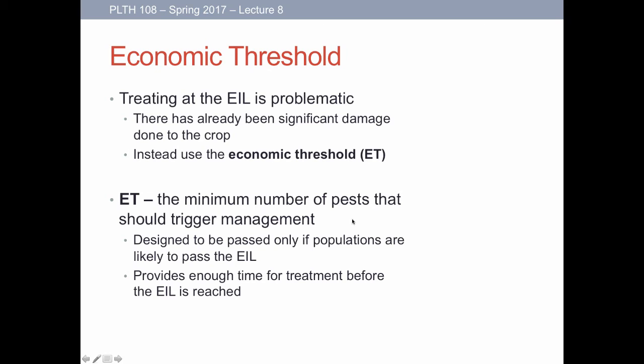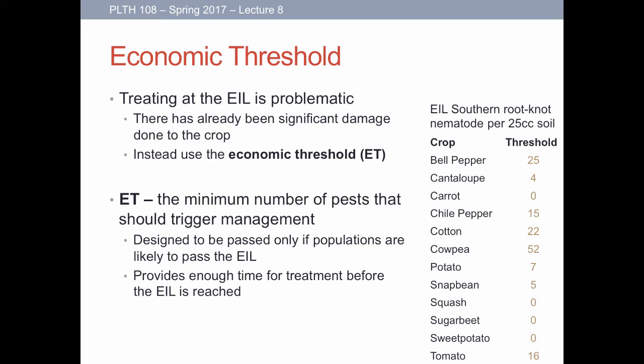Generally, economic thresholds are designed to be a count of pests that's just a little bit below the economic injury level, so that you have a couple of days or maybe a week to prep your control treatment before the pest population gets up to that economic injury level. It's built to account for the fact that the population is going to keep increasing. And again, economic thresholds are really common. You're going to find that they vary pretty significantly between pests, but also between crops, depending on how the particular pest gets at the crop.